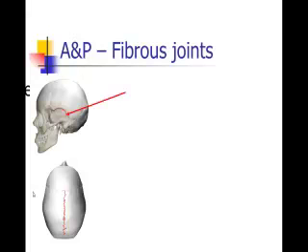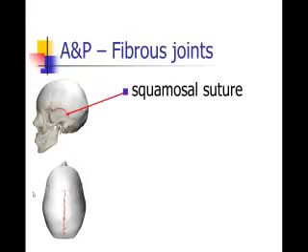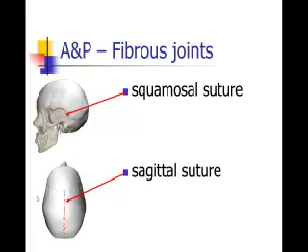We have the squamosal suture, which is relatively flat between the parietal bones and the temporal bone. And then we have the sagittal suture, and the sagittal suture separates the two parietal bones. The parietal bones are the only bones that actually contact all four sutures.